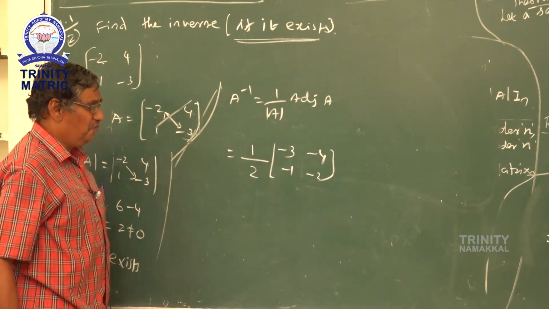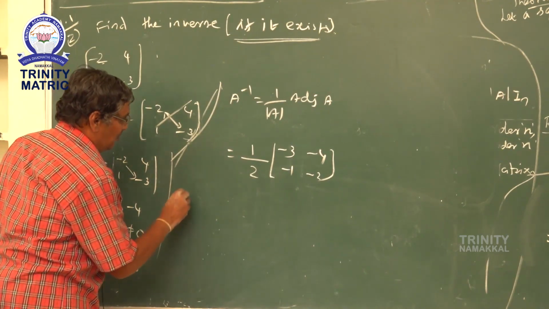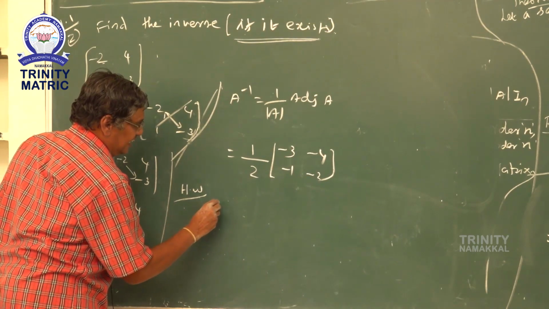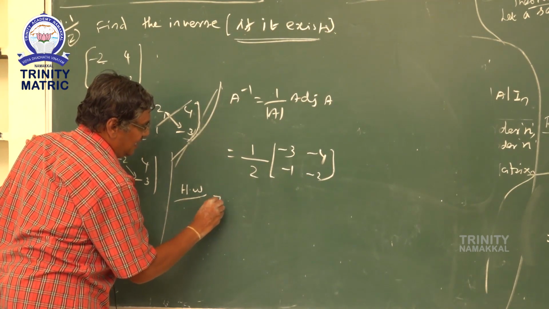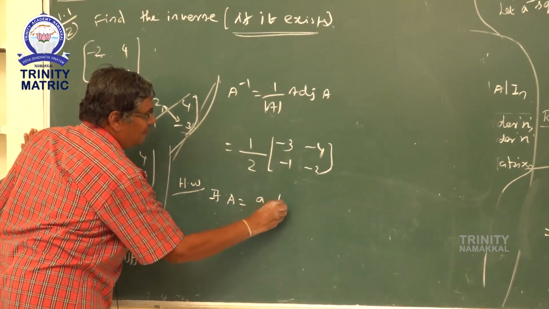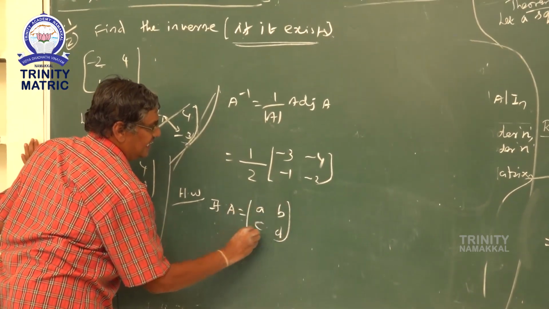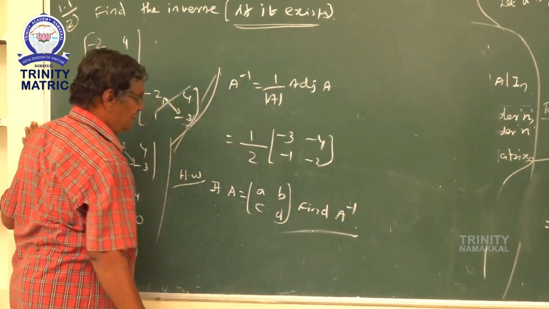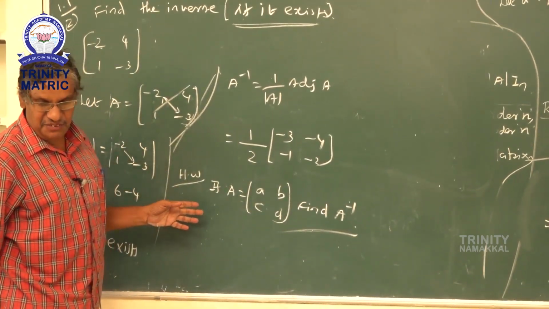There is a way to do this. Can you do one sum for homework with this? There is a book example sum. That is the given matrix: if A is equal to the matrix with entries a, b, c, d, find A inverse. This is a homework for you. Very easy. Can you do it? I hope that you will do it.